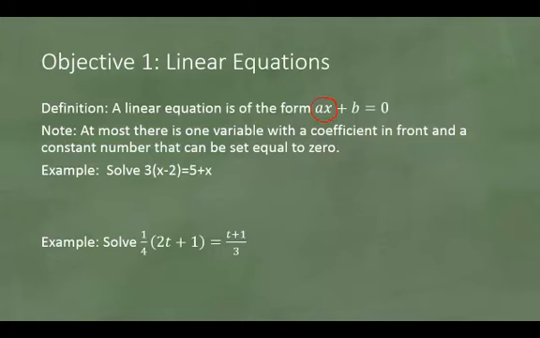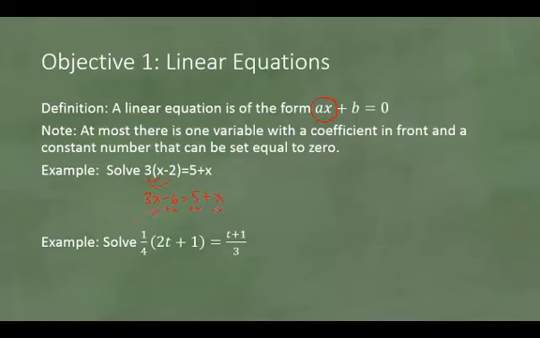So for example, if we wanted to solve 3 times x minus 2 is equal to 5 plus x, we could start by just multiplying things out. 3 times x and 3 times negative 2 is 3x minus 6 is equal to 5 plus x. Right? And again, make sure you always do something to both sides of the equation. So here, if we wanted to get rid of the negative 6, we would add 6 to both sides. If we wanted to get rid of this x, we would subtract x from both sides.